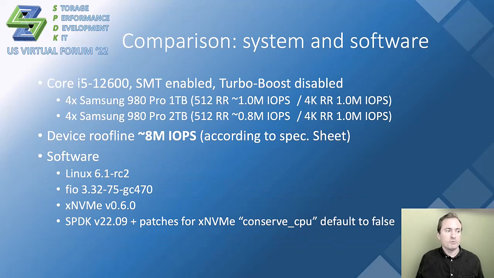So to evaluate this, we use a system with a Core i5 in it, with SMT enabled, Turbo Boost disabled, and with 8 devices, each capable of 1 million IOPS, with a total device roofline of around 8 million IOPS. The software in use is the latest Linux version and the latest version of the tools FIO, xNVMe, as well as SPDK, along with a small patch set introducing a flag for conserving CPU, and specifically disabling the conservation of CPU.